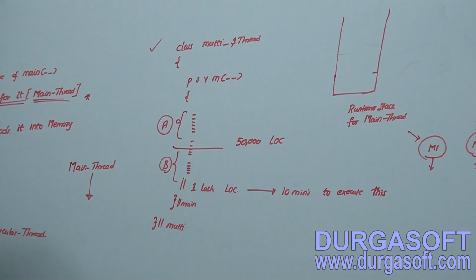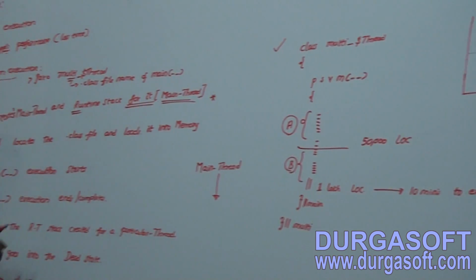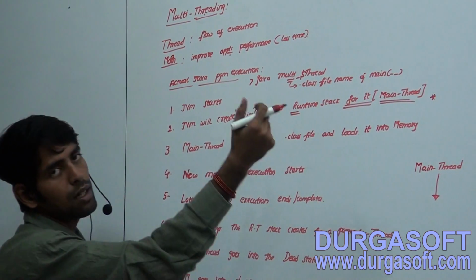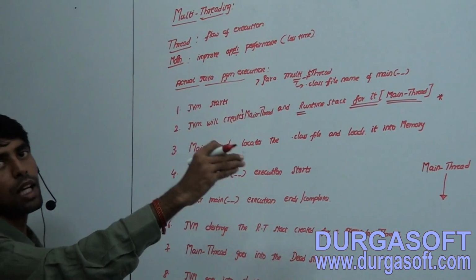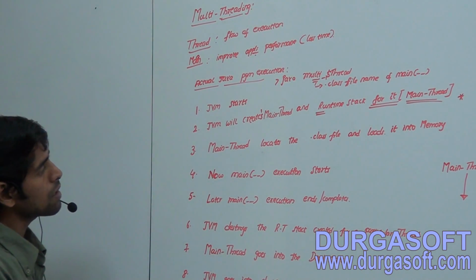Okay? Now, try to understand this one. A main thread has been created, and a runtime stack for that main thread. Now, what is happening here?